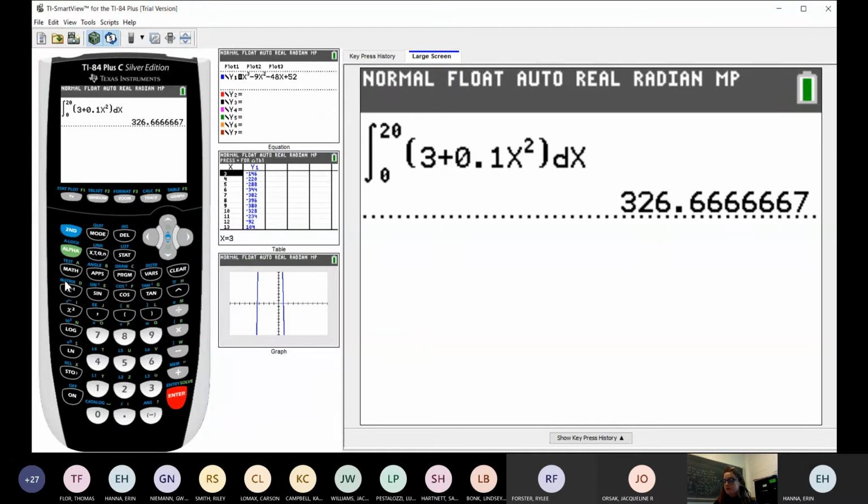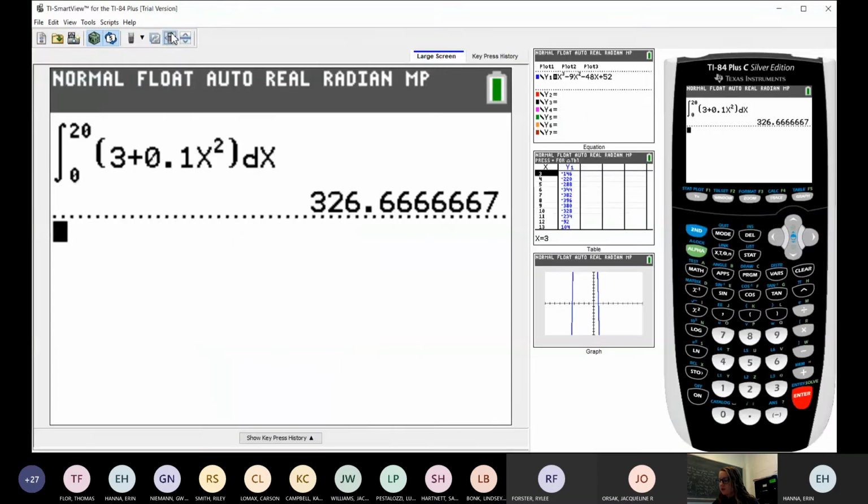Okay, so math 9, and the instructions are on the notes too. If you have the newer one, it's kind of nice because it just lays it out for you.